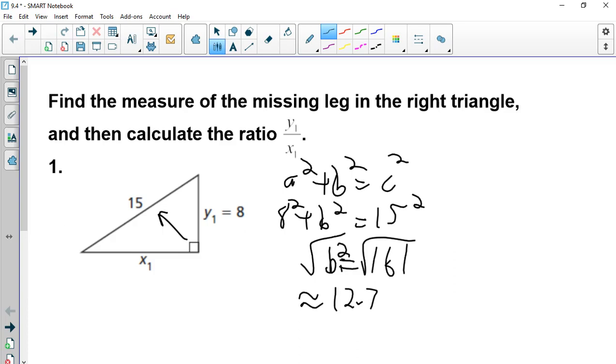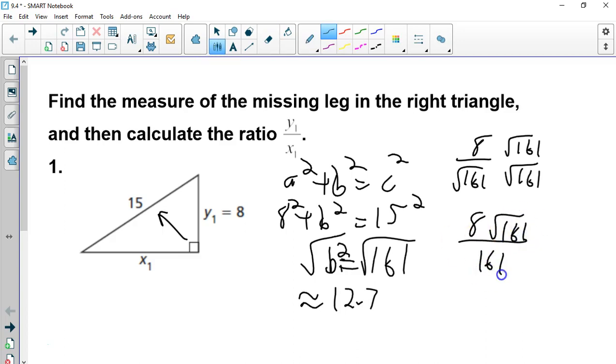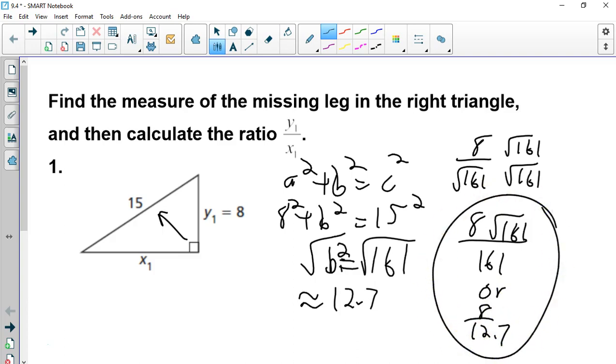And it says y is a ratio, y over x. So that's simply 8 over the square root of 161. But we don't like that. So we have to rationalize it, which gives us 8. Whoopsie. It never hurts to practice rationalizing. 8 radical 161 over 161. Or 8 over 12.7. Two decent answers.